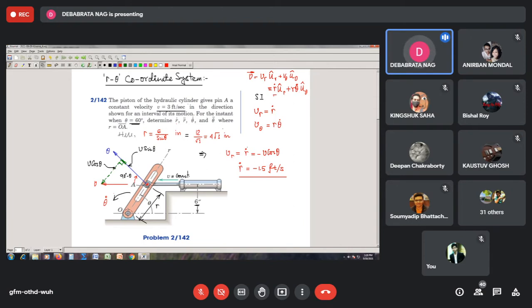Observer velocity plus the relative velocity will give you the total velocity. So that way also you can look at this equation. You can interpret this equation in this manner as well.